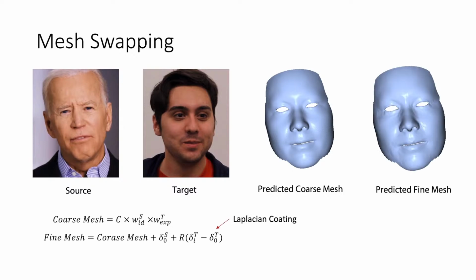So the fine-scale mesh equals the coarse mesh plus the Laplacian coating of the source mesh plus the Laplacian coating deformation of the target mesh multiplied by the head rotation. The Laplacian coating deformation is the difference between the Laplacian coating at a frame i to the first frame 0. In the rightmost image, the predicted source mesh keeps its wrinkle in the target expression.